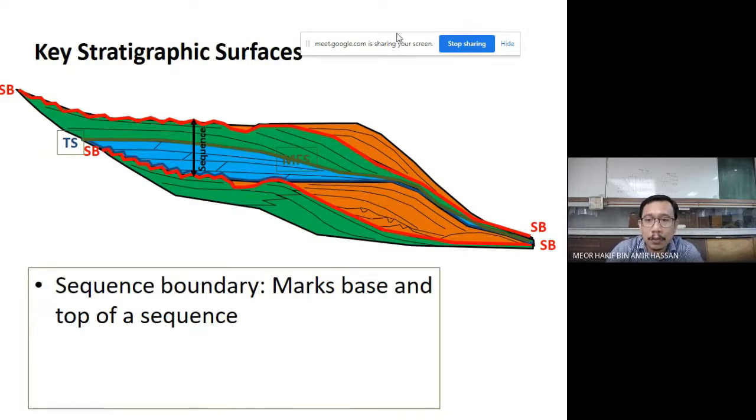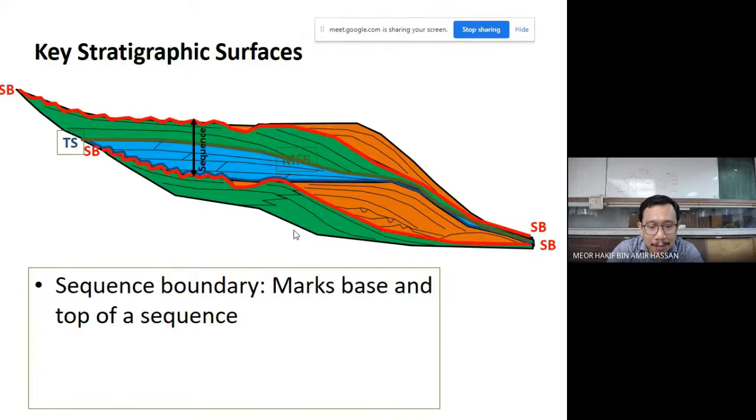Okay, so the sequence boundary marks the base and top of a sequence. Obviously, kita kata sempadan di antara sequence. So it's going to be marking the base and top of a sequence. Okay, so this package here, marked by the arrows here, is going to be a single sequence. So at the base, there's going to be a sequence boundary, and also at the top, there's going to be a sequence boundary.